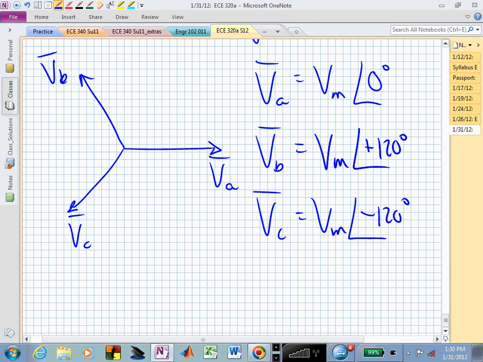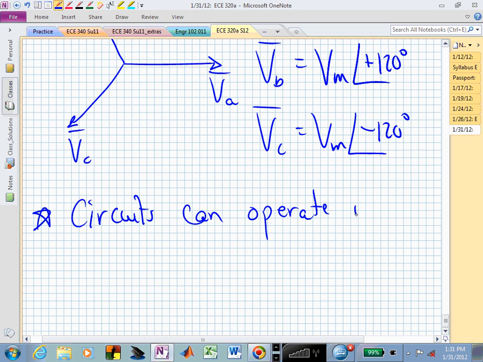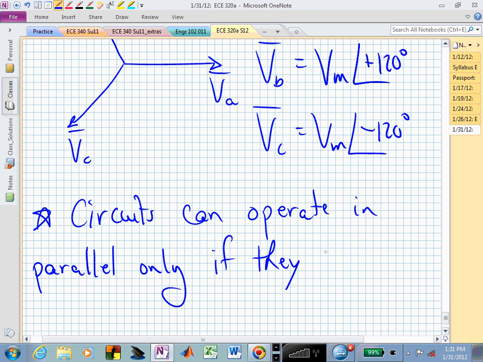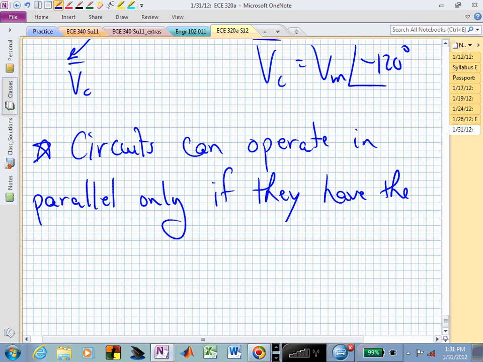Now, what you don't want to do is put a positive phase sequence and a negative phase sequence together in parallel. If you have loads, they all have to be working together. You have to have a positive phase sequence or a negative phase sequence if you're putting loads together in parallel or sources together. So the circuits can operate in parallel only if they have the same phase sequence.